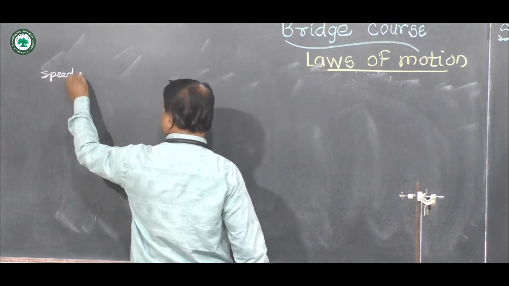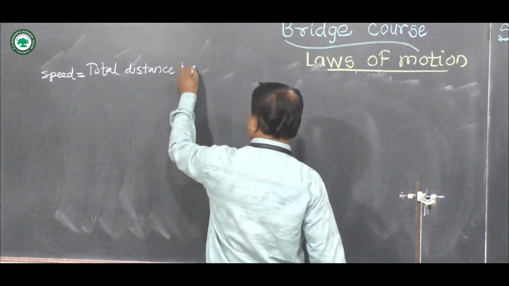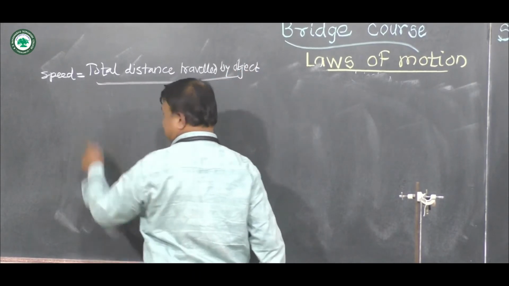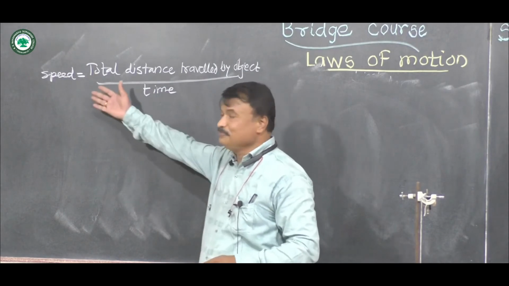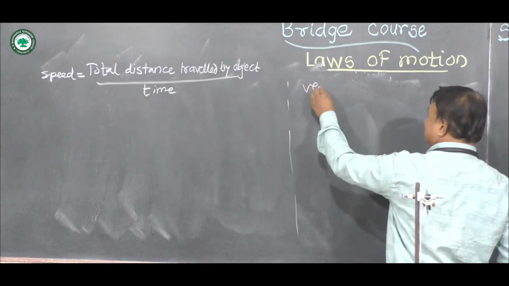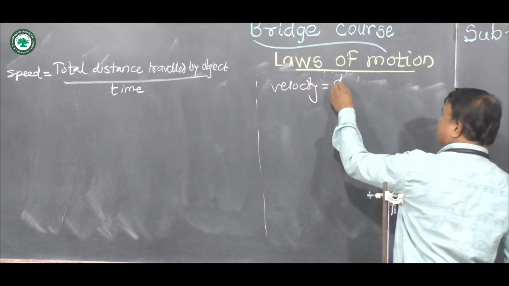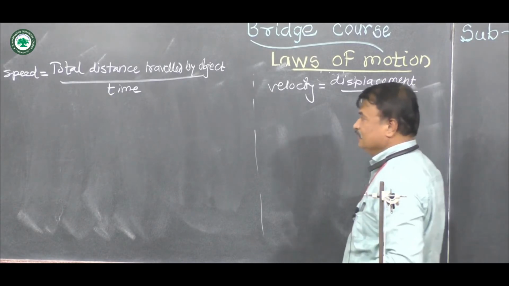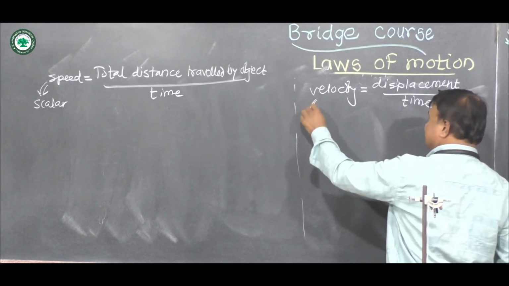The formula for speed is total distance traveled by the object upon time. Speed is equal to total distance traveled by an object upon time. And for velocity, as velocity depends upon displacement, the formula for velocity is displacement upon time. Speed is a scalar quantity and velocity is a vector quantity.